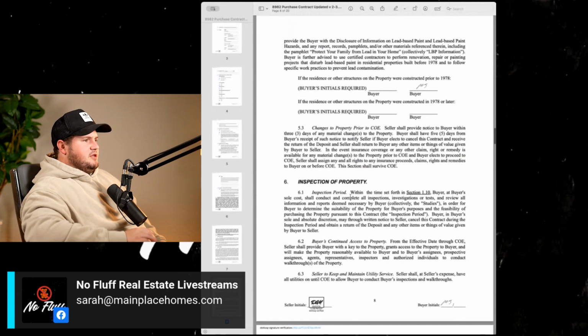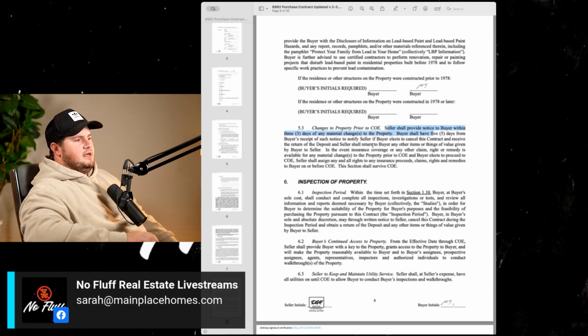Pretty straightforward. Changes to the property prior to close of escrow, just like in the cash contract, we address it here. Seller shall provide notice to the buyer within 3 days of any material changes to the property. Buyer shall have 5 days from buyer's receipt of such notice to notify seller if buyer elects to cancel the contract and receive return of deposit, and the seller shall return to buyer any other items or things of value given by buyer to seller. In the event insurance coverage or any other claim, right, or remedy is available for any material changes to the property prior to close of escrow, and buyer elects to proceed to close of escrow, seller shall assign any and all rights to any insurance proceeds, claims, rights, and remedies to the buyer on or before close of escrow.